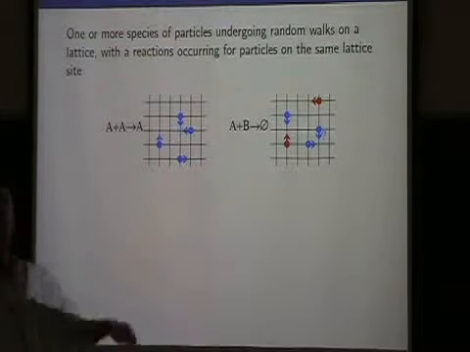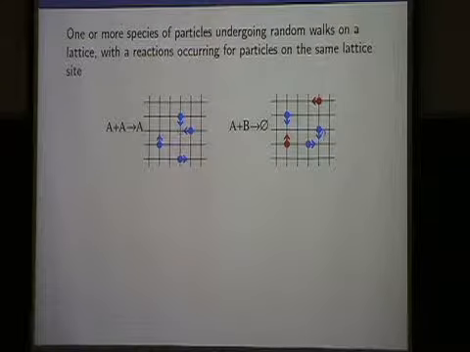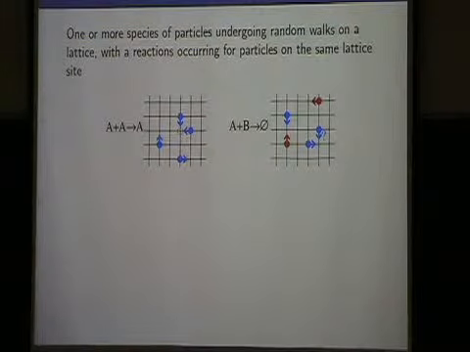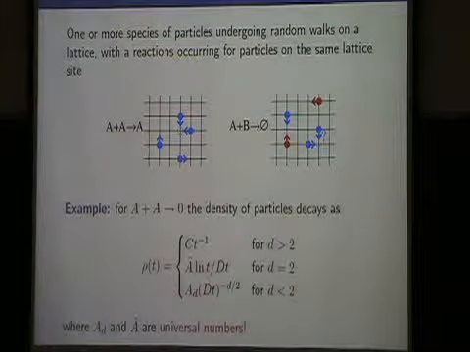And then we have to be careful when we define our model. What's going to happen here? Do we allow both particles to hop on the side? Do we have side restrictions? So there's a lot of variations of these models you have to worry about.